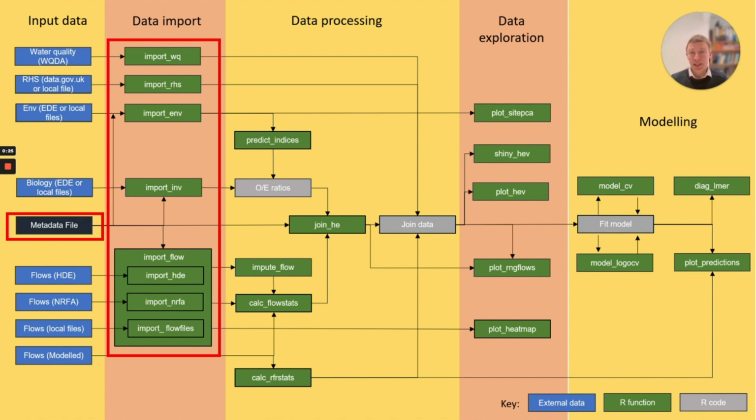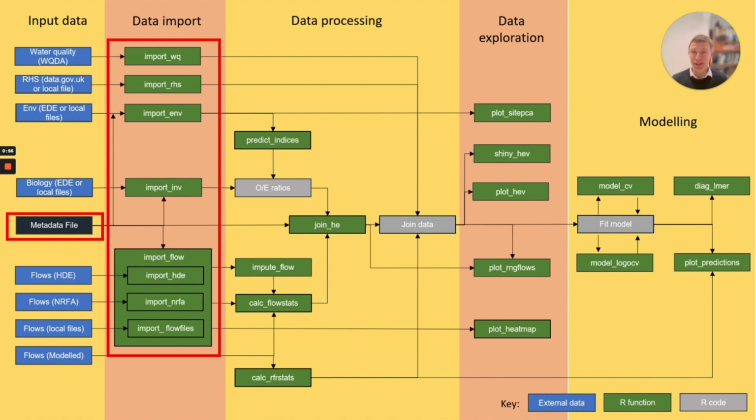in blue. These cover a variety of different open source environmental data sets, including water quality data, river habitat survey data, environmental data about ecology sampling locations, the ecology data itself, as well as river flow information, which we can obtain from various different sources. You can see highlighted with the red box there the various different functions from the HE Toolkit that we can use to access that information.